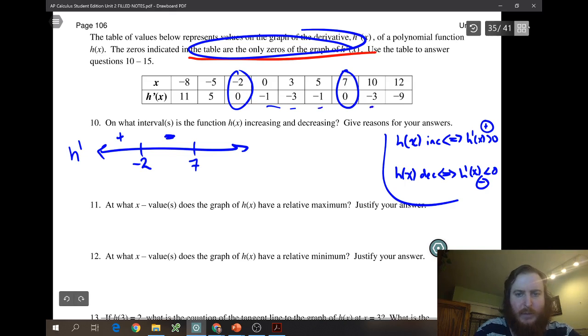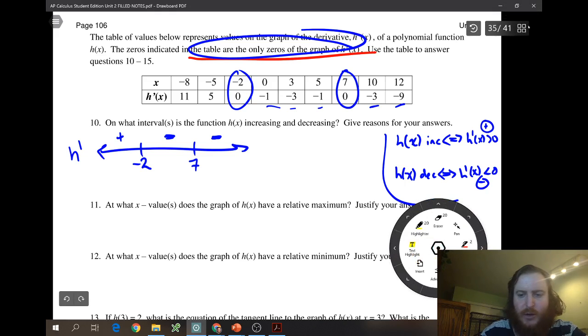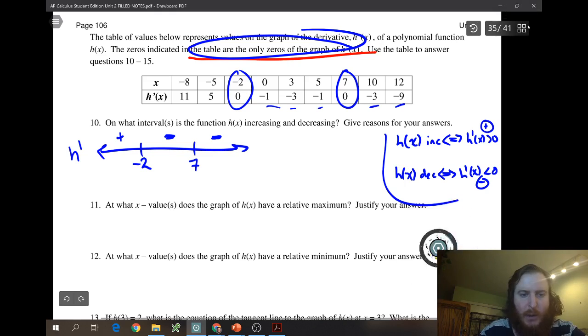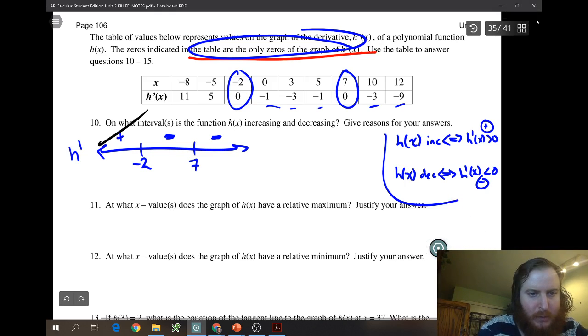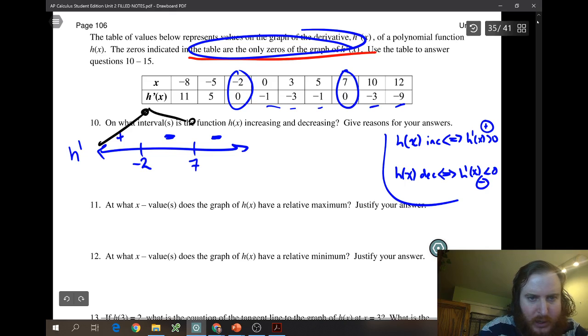Then 7, I could either pick 10 or 12. It doesn't matter. I get another negative value. So I really like to do this. It really helps me. I even do this on graphs sometimes. It just helps me to really stay clear. So I'm increasing, decreasing, and decreasing.